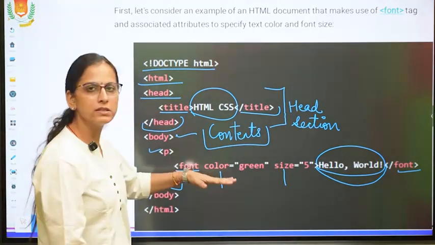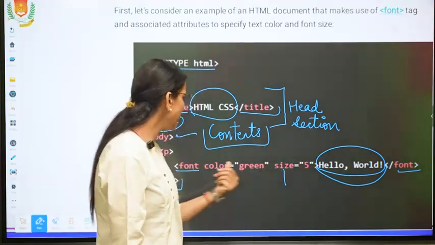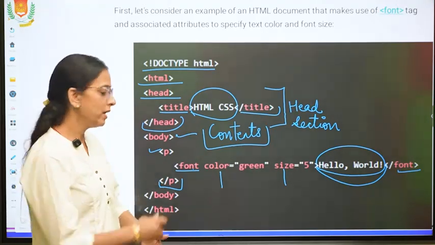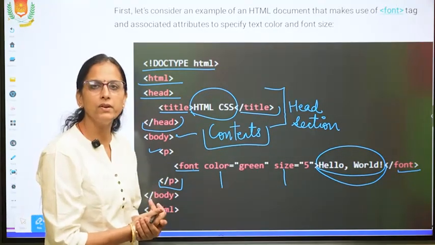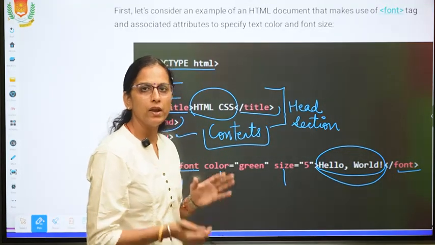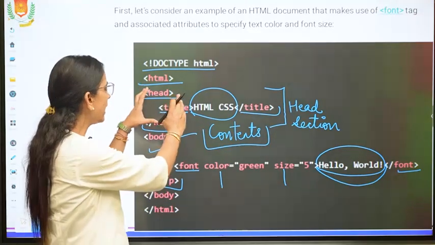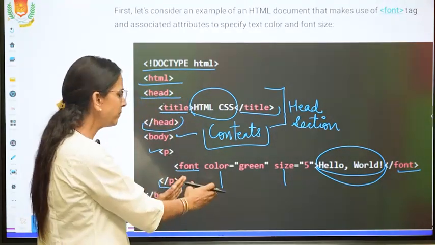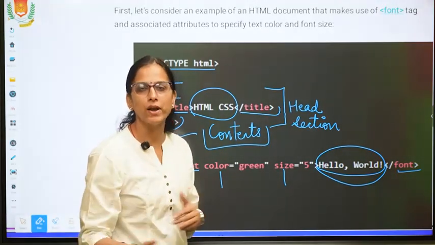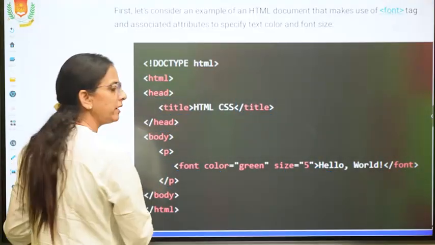So what we are discussing is that this color and this size can be given in this way, like we have done in HTML. These properties can be defined with the help of CSS also. With the help of CSS, it can be defined in the head part, in the body part, or in a separate file. So we will discuss them in detail.